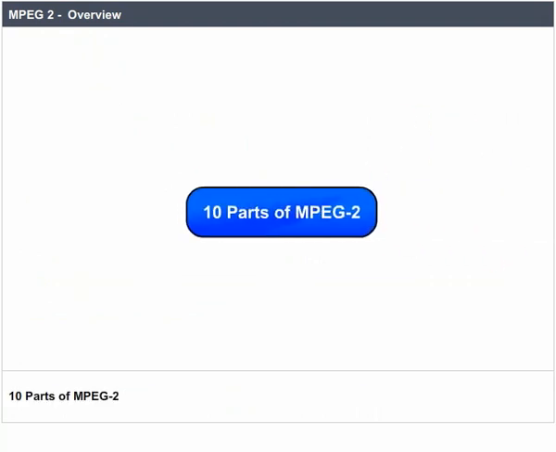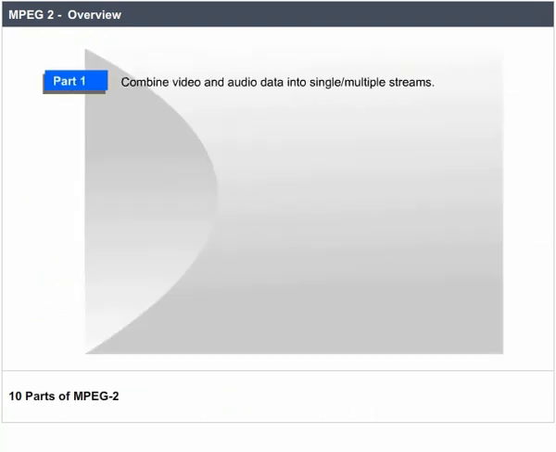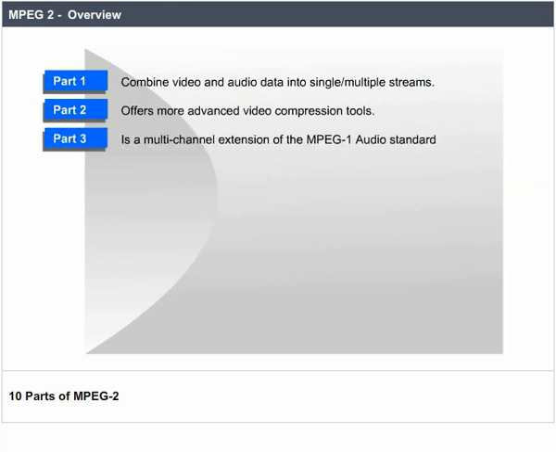10 parts of MPEG-2. Part 1: combine video and audio data into single or multiple streams. Part 2 offers more advanced video compression tools. Part 3 is a multi-channel extension of the MPEG-1 audio standard. Parts 4 and 5 correspond to and build on Parts 4 and 5 of MPEG-1.